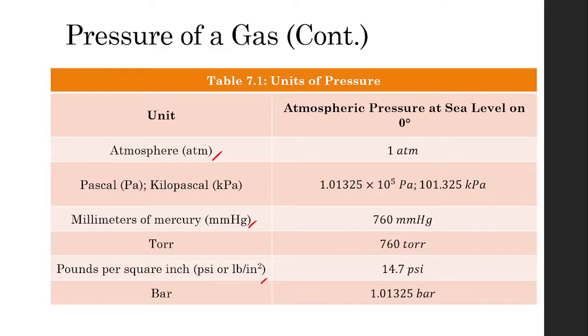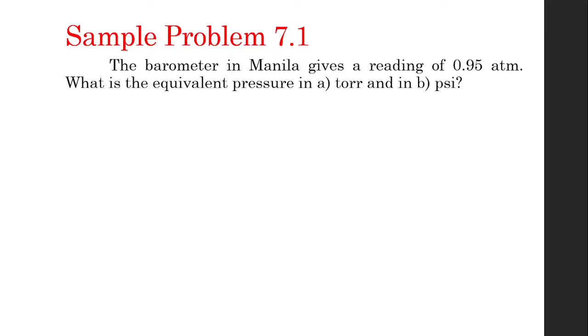Having said that, what I want you guys to know now is to be able to convert one unit from the other. So for example, if I were given an atmosphere, I want you to be able to convert it, let's say, to millimeters of mercury. Or if I were given millimeters of mercury, be able to convert it to, let's say, pounds per square inch. So that's what we're going to do in this sample problem.